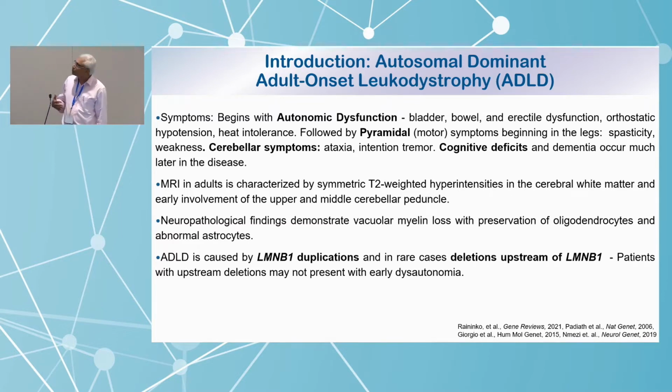So the majority of ADLD cases are caused by duplications of this gene called lamin B1. A much smaller subset are caused by upstream deletions, and we'll talk about that in a little more detail in a few slides further down. Patients with the upstream deletions, many of them lack this earlier dysautonomia. So there's some degree of genotype phenotype correlation.